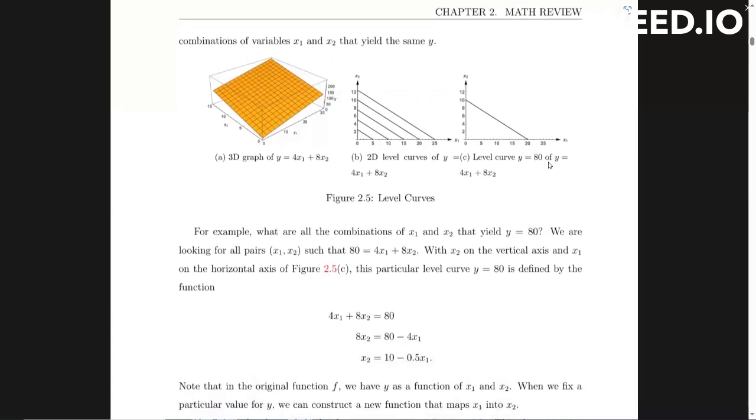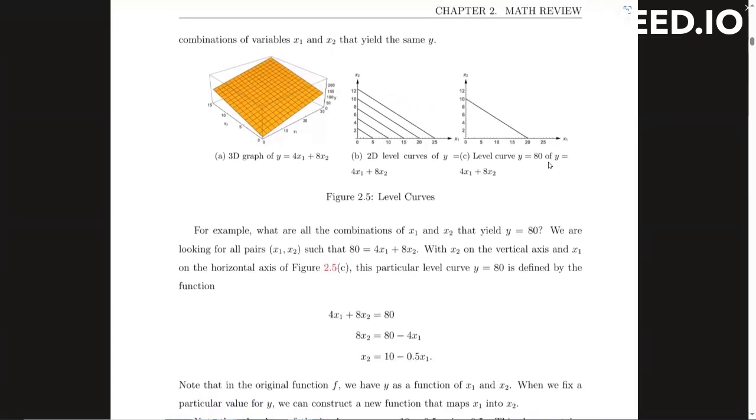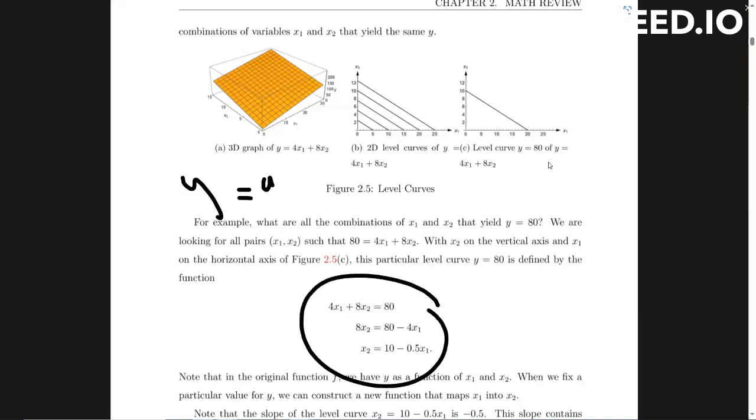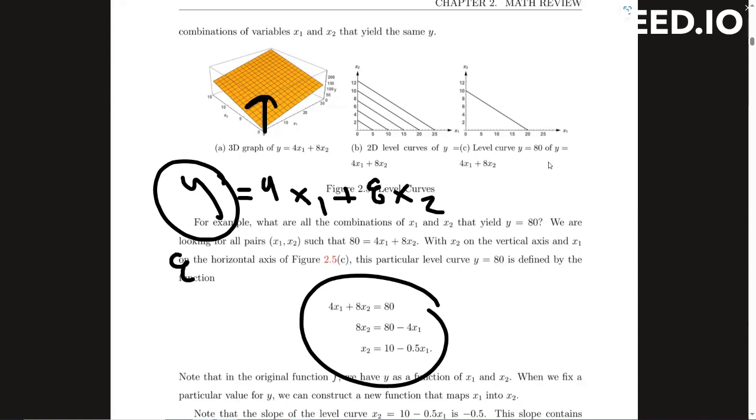So for example, what are all combinations of x1 and x2, they do this thing here. They want to introduce this basic idea. If we have y equals 4x1 plus 8x2, you can set y, the height, equal to any elevation like 80. 80 equals 4x1 plus 8x2.